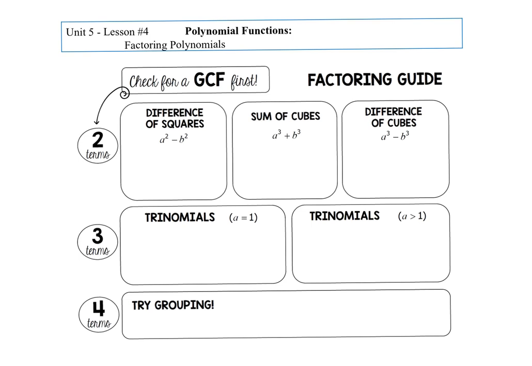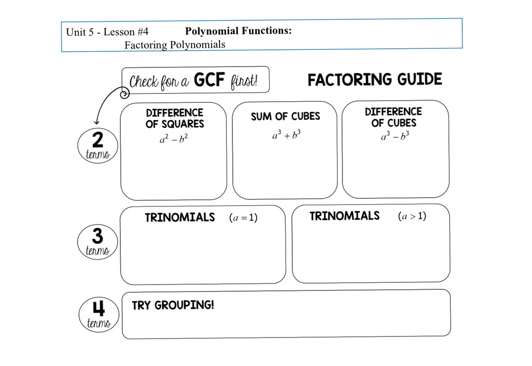Okay, this lesson video follows our factoring lesson, and this would be done on a gold paper if you were in class with me, and it's a factoring guide, which is nice, because we're going to do it on our gold paper. That means you guys could use this as a reference when we take our Unit 5 test.